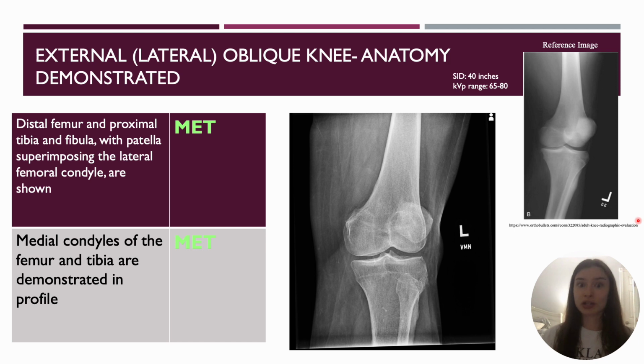So moving on to the external oblique knee, anatomy demonstrated. The first criteria is distal femur and proximal tibia and fibula with patella superimposing the lateral femoral condyle are shown. I did say met for this one because you can see the distal femur in profile and the proximal tibia and fibula, and that patella is superimposing the lateral femoral condyle right here.